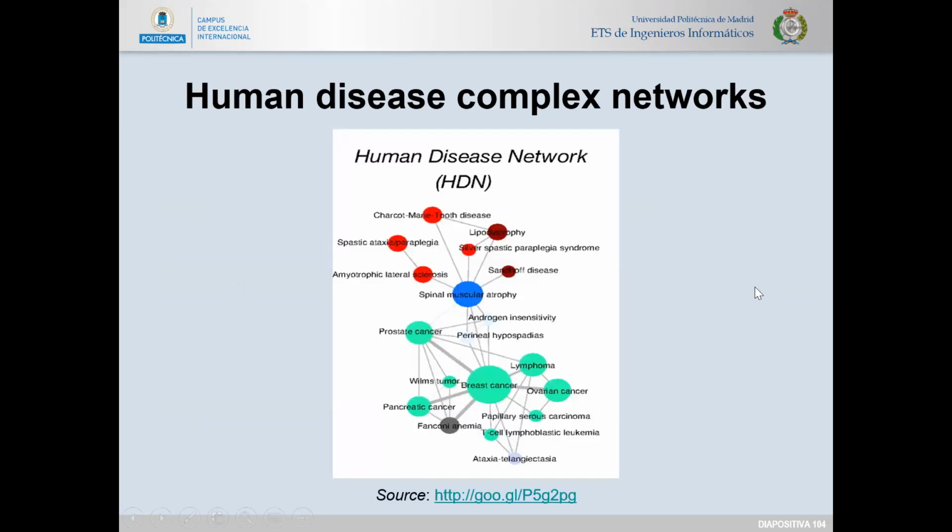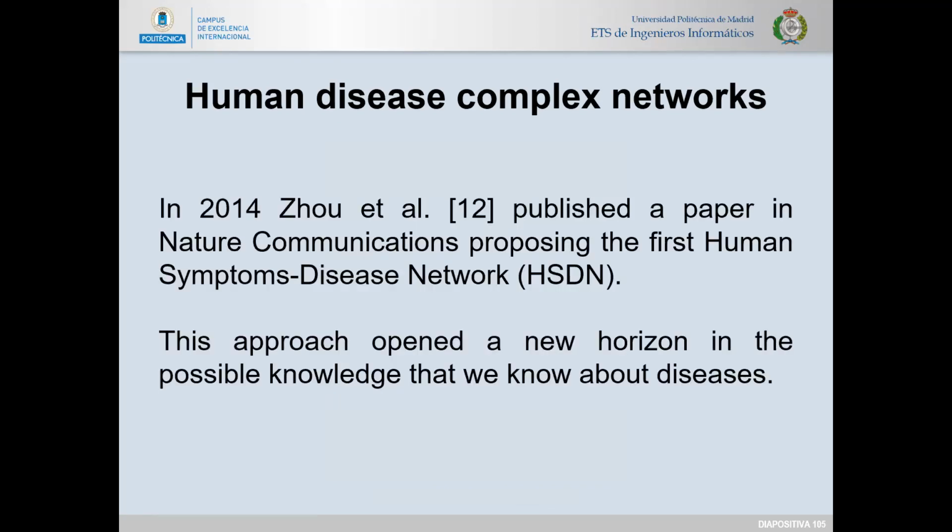Okay, in this concept of HDN, as you can see, we have the nodes and we have the edges. The edges are thinner the fewer genes they share. And on the opposite, the edges are bigger, thicker, the more genes they are sharing. Okay, so that's the idea.